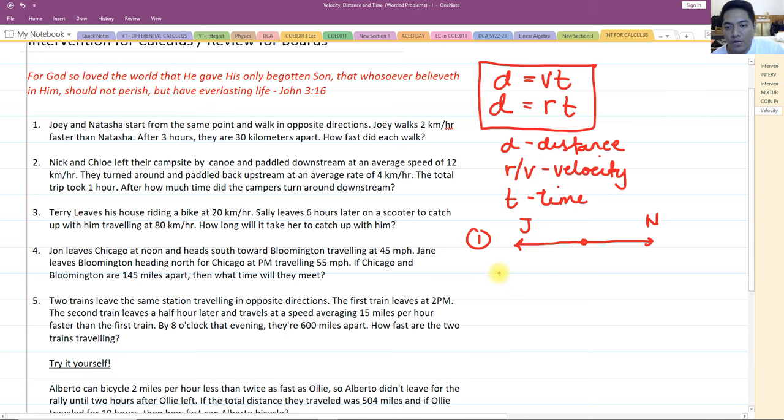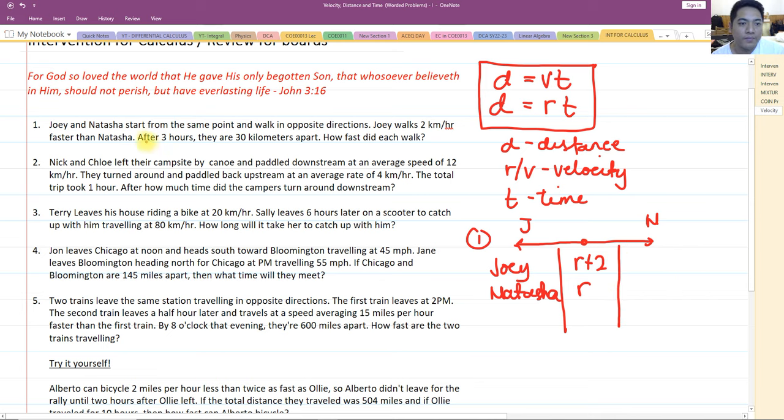So we're going to have a table for the rate of Joey and Natasha. In the problem, the velocity of Natasha is not given, so we label it simply as R. And since Joey walks 2 kilometers per hour faster than Natasha, that would be R plus 2. That is the velocity.